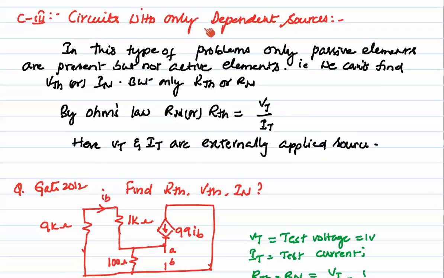Case 3: circuits with only dependent sources. In this type of problem, only passive elements are present but not active elements. So we can't find VTH or IN, but only RTH. If we can't find VTH and IN, then how can we find RTH? To solve this, we assume VT and IT are the test voltage and test current respectively, externally applied to the source. That means in this case we cannot find VTH and IN, only RTH we can find here.